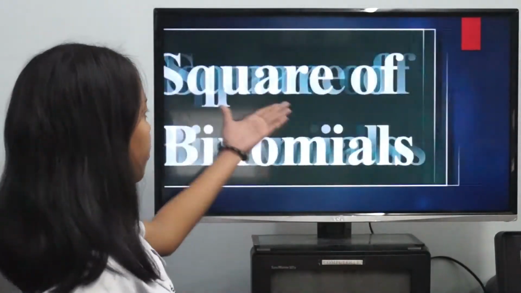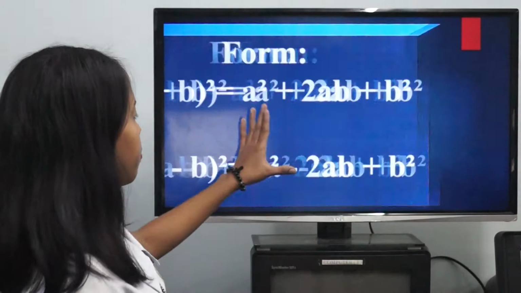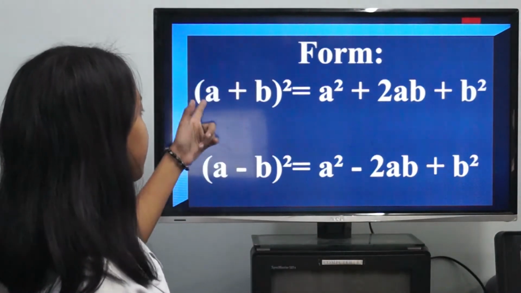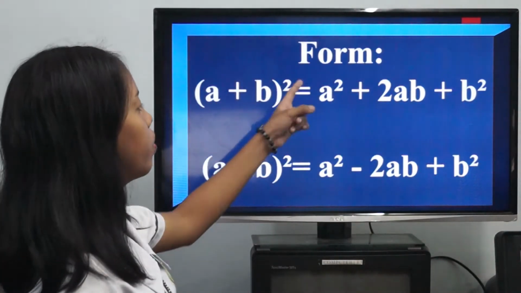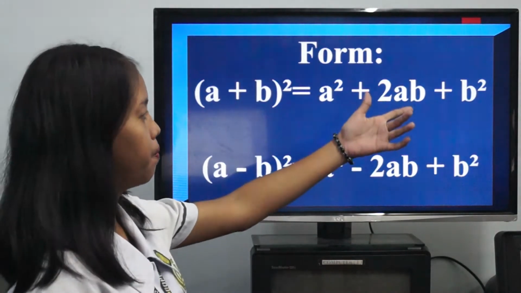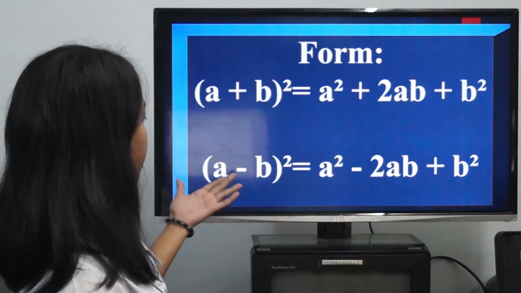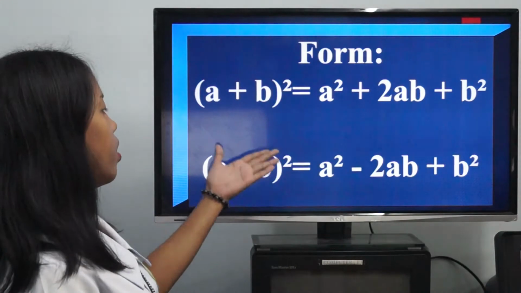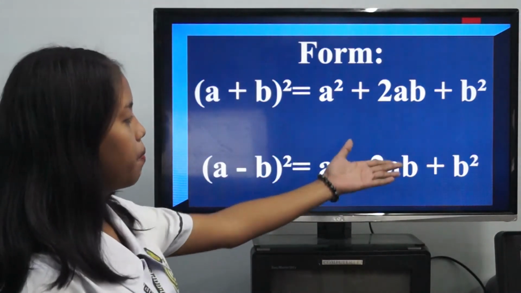Let's first discuss the square of binomials. In this one, we use this form. The quantity a plus b squared is equal to a squared plus 2ab plus b squared. And then we have the quantity a minus b squared is equal to a squared minus 2ab plus b squared.